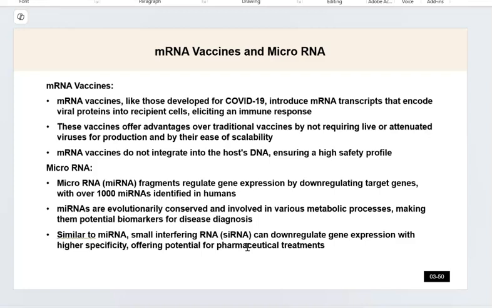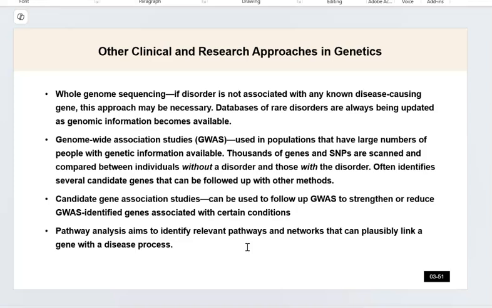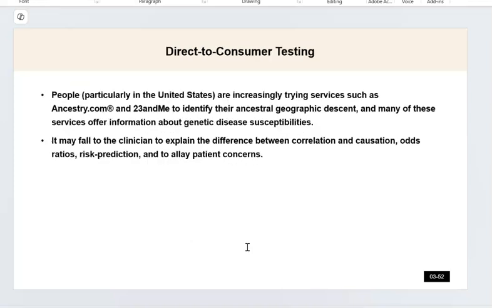Then we have microRNA, a small fragment that regulates gene expression by downregulating target genes. MicroRNAs are evolutionarily conserved and involved in various metabolic processes, making them potential biomarkers for disease diagnosis. So those are being studied, and you'll probably see them in the future as well. We have some of these other approaches and things happening in genetics, and you are reading those in your book. There's nothing really to talk about.